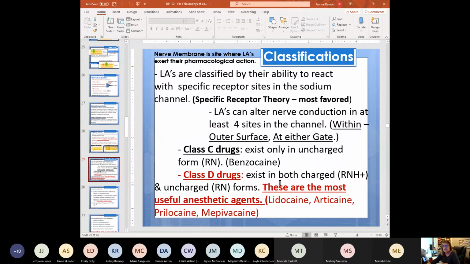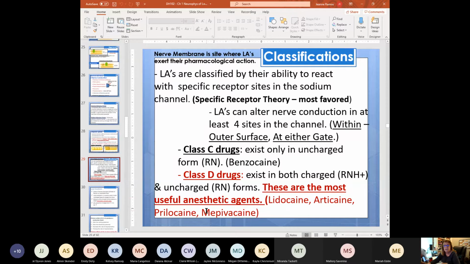Class D drugs exist in both charged and uncharged forms, so charged ions or molecules and uncharged, the base ion and molecule. The class D drugs hold most of the anesthetics that we use. This is a topical on class C, and this is lidocaine on class D. These don't have charged forms, they only have base forms of RN. These have both charged and uncharged forms, so they're the most useful agents. So we go to class D.